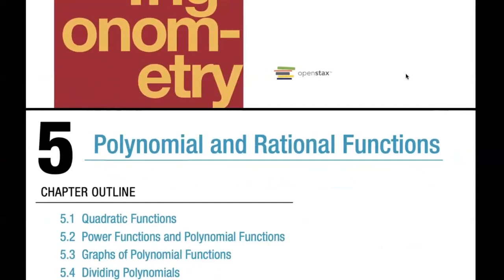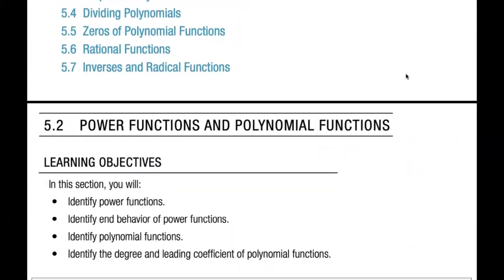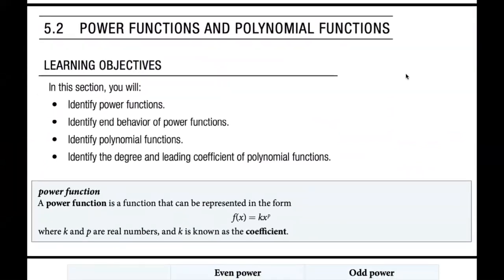All right, so 5.2 is talking about power functions and polynomial functions. One polynomial function that we've already looked at was the quadratic, the x squared type of function, but a power function is any function x to the p, where p can be any real number. It can be to the third power, fourth, fifth, 100th power, and so on. We also have a number k, a constant, or a coefficient being multiplied at the beginning of this function.